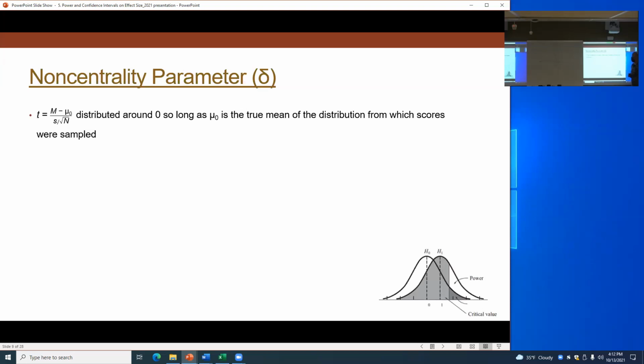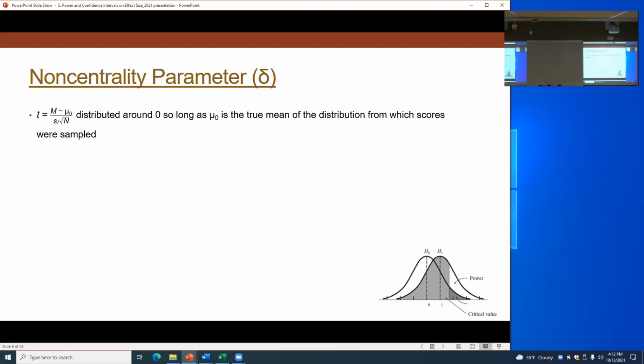All right, cool. So our non-centrality parameter, I've been teasing this for a while. If I calculate a test statistic, this is just my t distribution, this is one sample t, right? If I take my mean minus my reference value under the null, divided by my standard error, that t statistic is distributed around 0, so long as the thing that I'm subtracting is the true population mean, right?